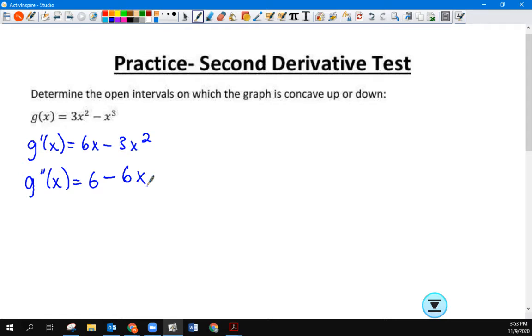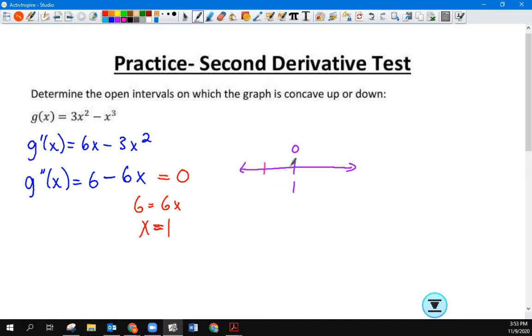Just like in a first derivative test, the first thing we're going to do is set the second derivative equal to 0 and find my zeros. So when I set this equal to 0, I get 6 equals 6x and x equals 1. So x equals 1 is my 0 of my second derivative and therefore a possible point of inflection. So now we're going to do our second derivative test. So again, we put 1, that is my 0. Now we're going to test my second derivative.